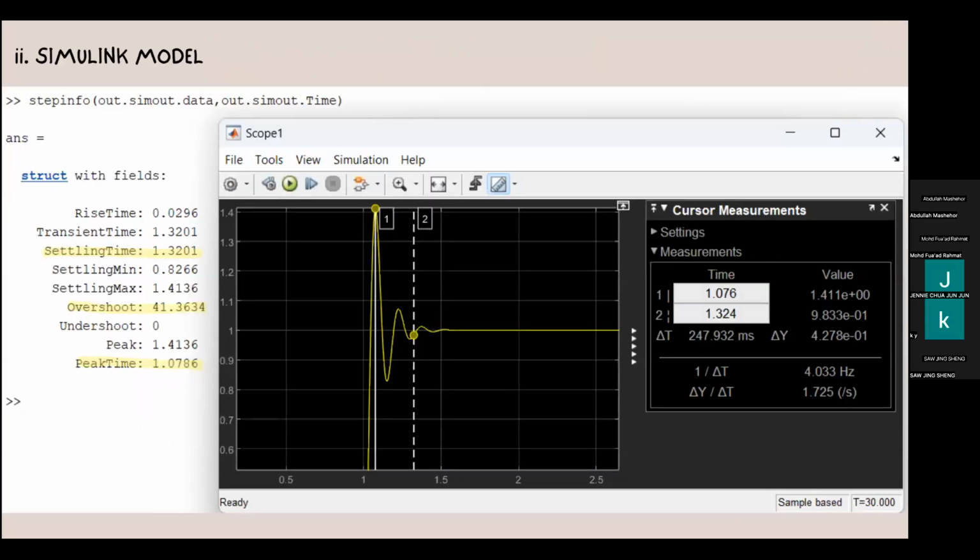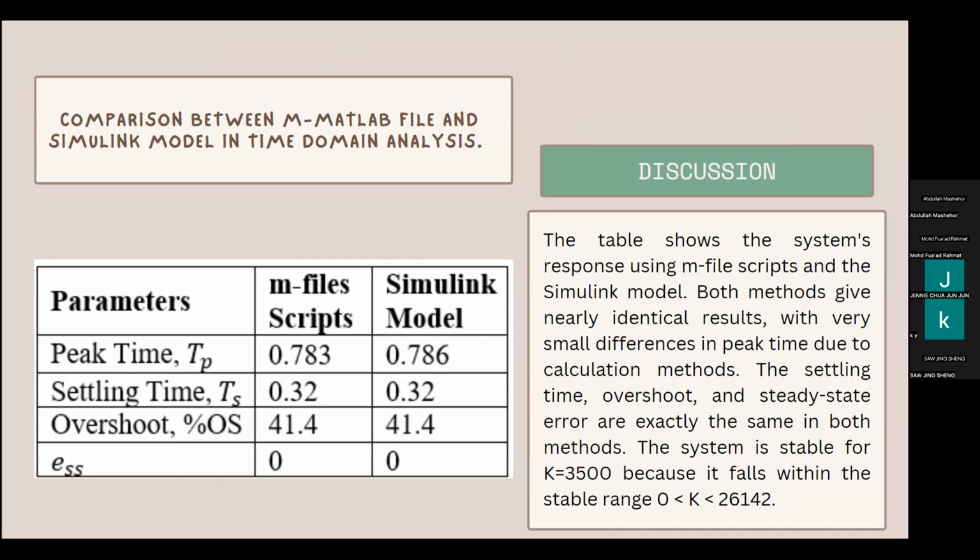Next, this is the settling time. We got the same for the MATLAB code and the Simulink, just a little bit different. Then next, this is the comparison between MATLAB and the time domain. So we got the same values for the peak time. It's approximately the same, a little bit different due to the steady state error, but actually exactly the same in both methods.